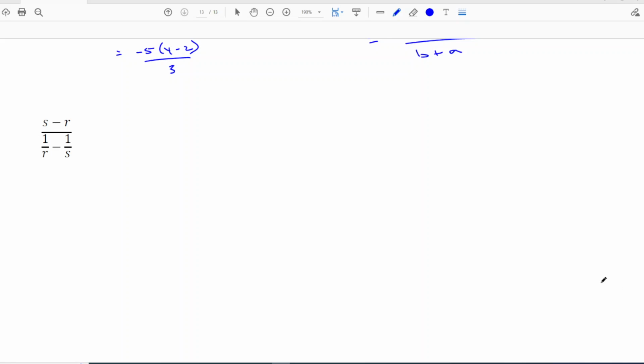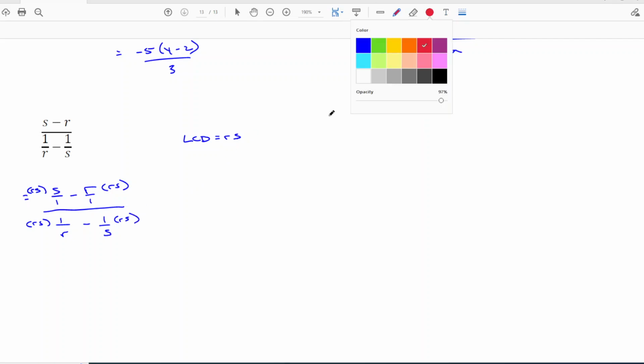People always get confused about this one. Sometimes it could help you to write it as S over 1 minus R over 1 to realize that your numerator is a fraction. You just don't see them. But sometimes this can just help people understand what's going on. So if I look at this, I have denominators of 1, 1, R, and S. So my lowest common denominator is just going to be RS. And then I multiply every term by that RS so that my denominators go away.